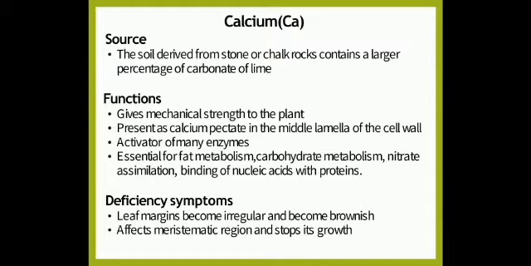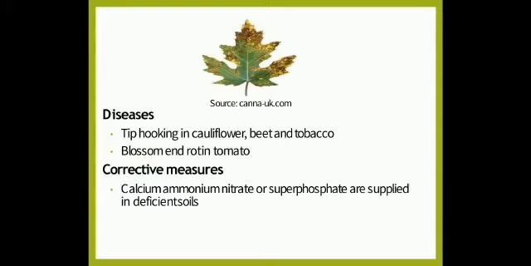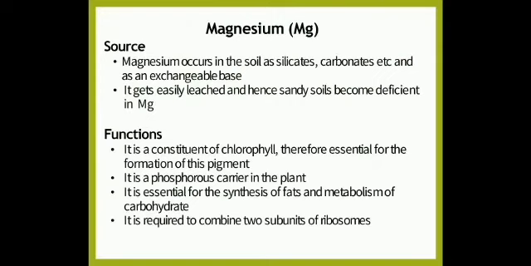Its deficiency results in the leaf margins becoming irregular and brownish, and it affects the meristematic region and stops its growth. So it results in diseases like tip hooking in cauliflower, beetroot, and tobacco, and blossom end rot in tomato. It can be corrected by adding calcium ammonium nitrate or superphosphate to the deficient soils. The next element is magnesium.